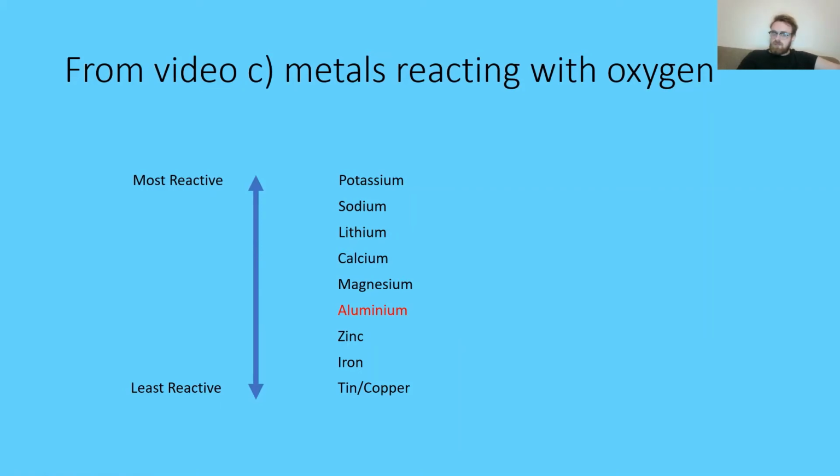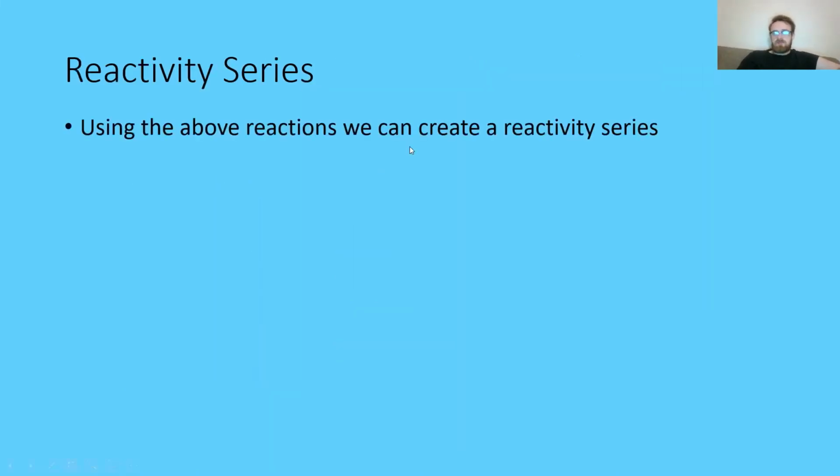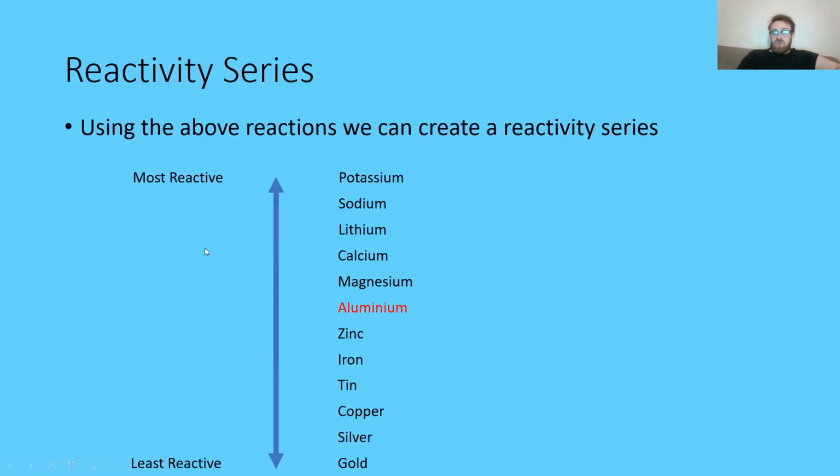What we're going to do now is go back to our notes jotter and write down a note. Using the above reactions, we can create a reactivity series. So this is our reactivity series. We've got the potassium, the alkali metals up here. The order of that shouldn't be read, by the way, I just copied and pasted. I've put tin and copper in the correct order. Tin is more reactive than copper.